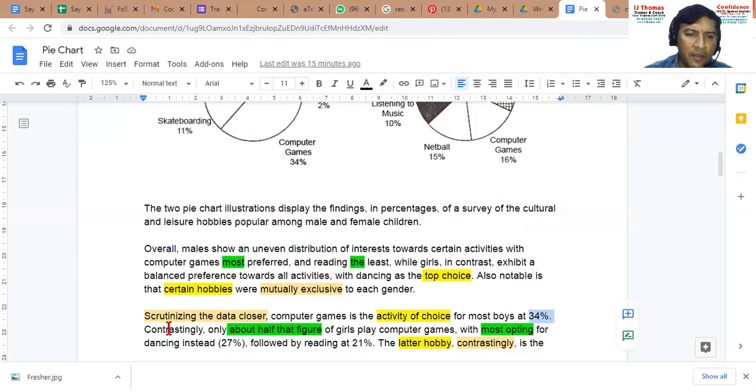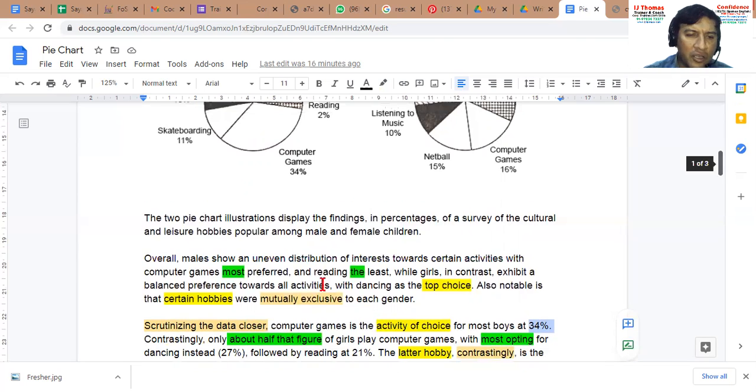Okay, then you are talking about computer games. Now, contrastingly, continue. Contrastingly, only about half that figure of girls play computer games, with most opting for dancing instead, 27%, followed by reading at 21%. Excellent. So this is how I hope you will get it, and this will be something very useful.